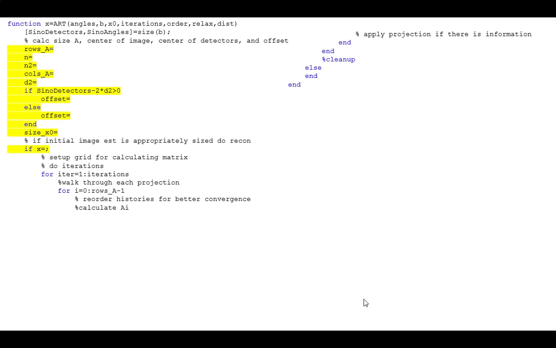So yeah, D2 is the center of the detectors. And then the cyno detectors is our cynogram. It's a count of what? It's a count of the number of detectors. So what would cyno detectors minus 2 times D2 be? What's 2 times D2? The whole day.